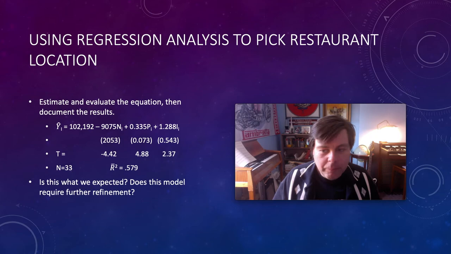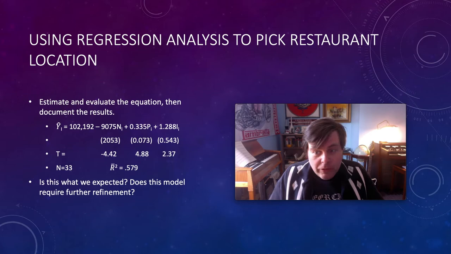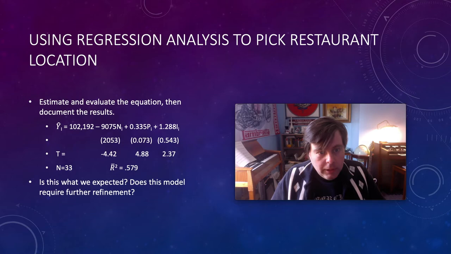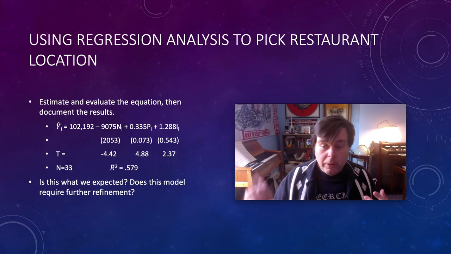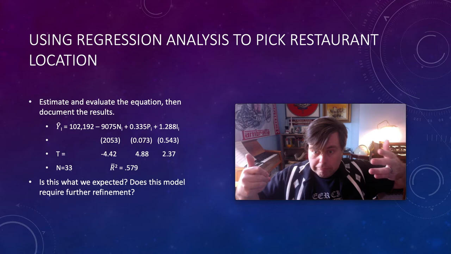Is equal to 102, so that's our intercept there, that first term, 102,192. Then our estimated beta 1 on our variable n, which was our number of competitors, is 9075. And you notice a negative sign in there, which is telling us that our estimated regression results are saying that as competitors goes up, restaurant success goes down. Okay, kind of makes sense.